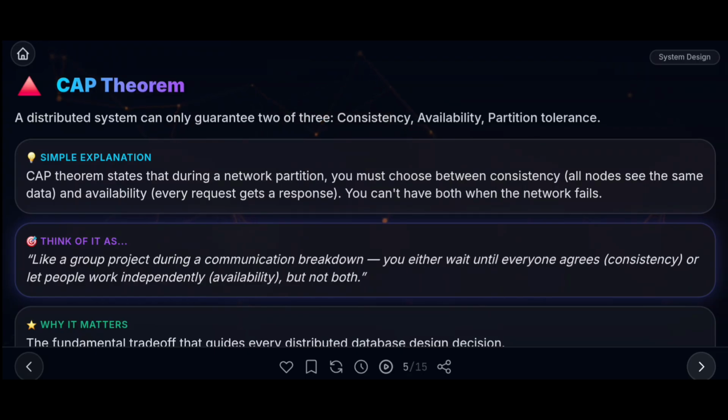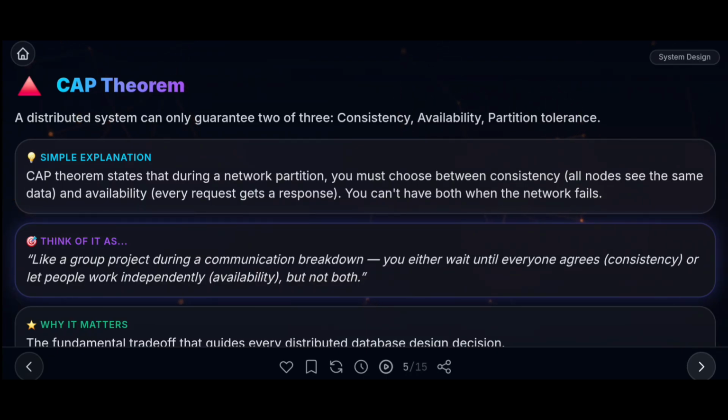Simple explanation. CAP theorem states that during a network partition, you must choose between consistency, all nodes see the same data, and availability, every request gets a response. You can't have both of them when the network fails. So you can have any one of them: consistency and availability together, or availability and partition tolerance together, or consistency and partition tolerance together, but not all three at a time.